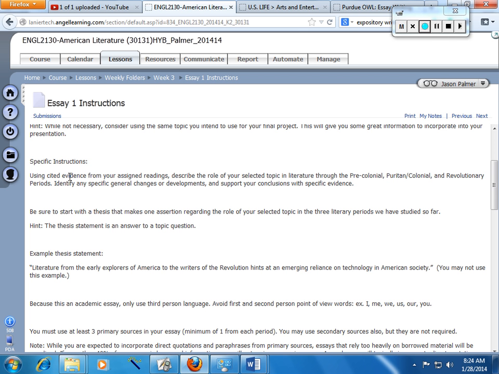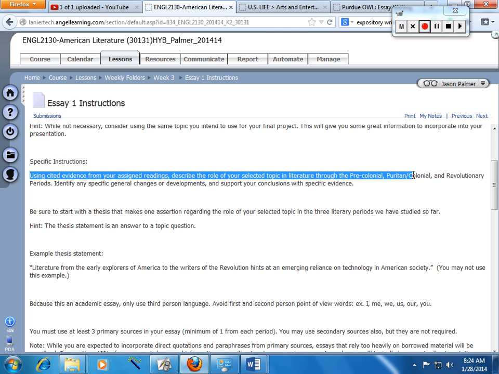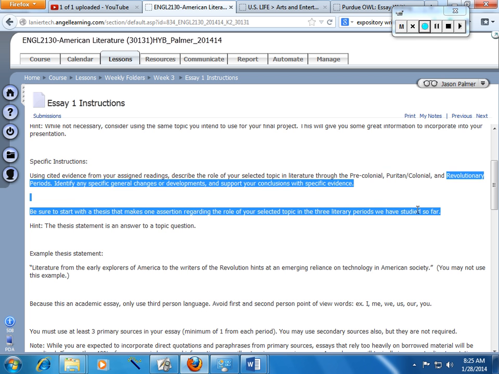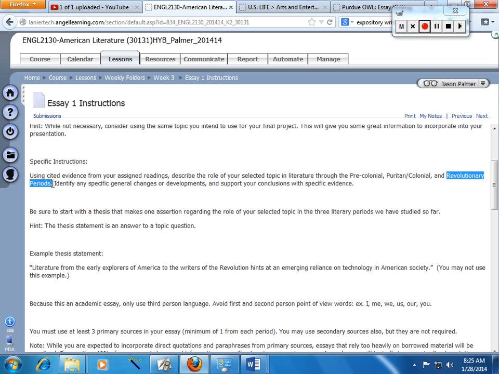We'll get to it. Back to the essay, though. All right, using cited evidence from your assigned readings, describe the role of your selected topic in literature throughout the pre-colonial, Puritan/colonial period. So this particular time period is called the Puritan/colonial. Some people call it the Puritan period, some call it the colonial period. I'll use those terms interchangeably, okay? It's the same period, though. And the Revolutionary period. So three literary time periods that we're studying and that must apply to your essay.